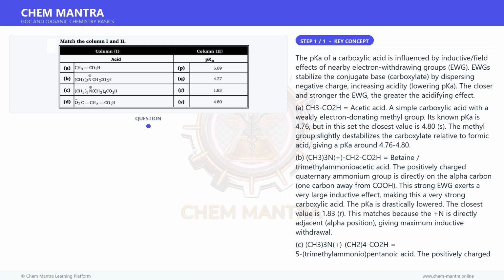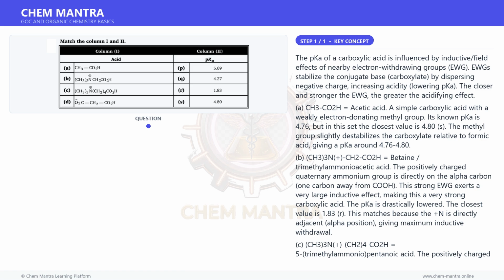A. CH3CO2H is equal to acetic acid. A simple carboxylic acid with a weakly electron-donating methyl group. Its known pKa is 4.76, but in this set the closest value is 4.80, S. The methyl group slightly destabilizes the carboxylate relative to formic acid, giving a pKa around 4.76 to 4.80.